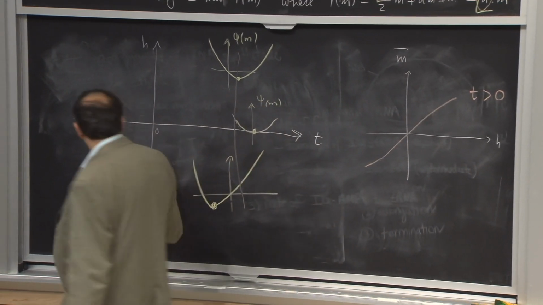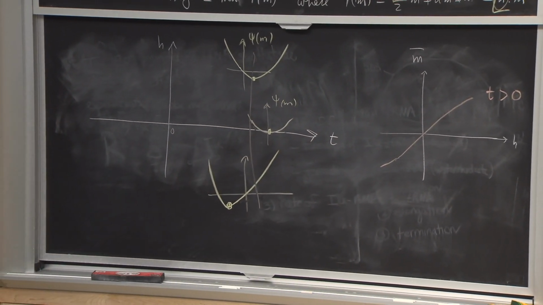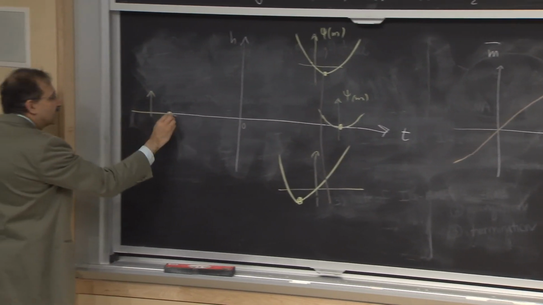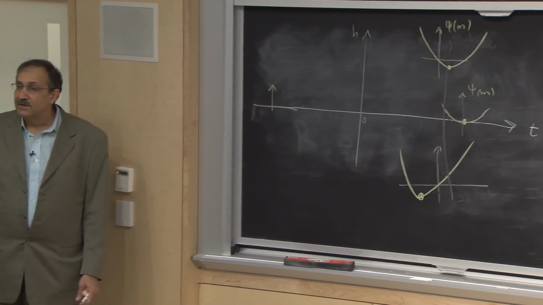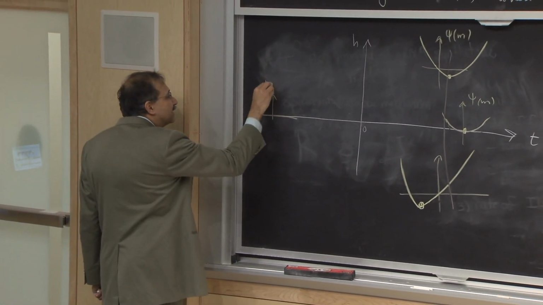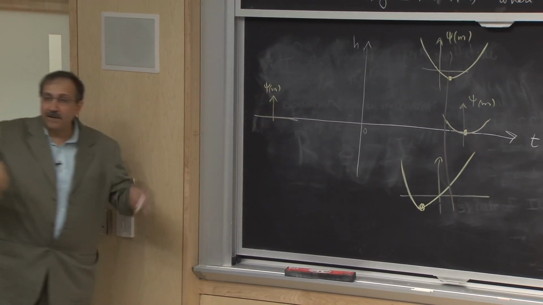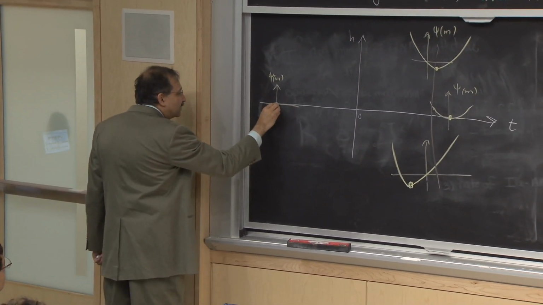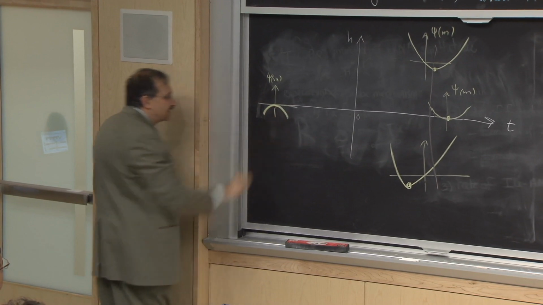Okay? Now what happens if I try to draw these same curves for t that is negative? Let's stick first again to the analog of this curve, but now for h equals to 0. So for h equals to 0, in plotting psi of m, whereas previously the parabola had a positive coefficient, now the parabola has a negative coefficient. So it kind of looks like this.